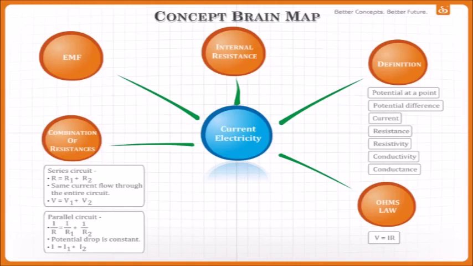Then we studied the combinations of series and parallel, when we said that the effective resistance in case of a series circuit is R is equal to R1 plus R2. In case of parallel circuit, 1 upon R is equal to 1 upon R1 plus 1 upon R2. In case of series circuit, the same current flows through the entire circuit. In case of parallel circuit, the potential drop is constant. In case of series circuit, again, V is equal to V1 plus V2. In case of parallel circuit, we had I is equal to I1 plus I2. So all these put together we went across to study the networks. We also studied the concept of EMF and internal resistance.